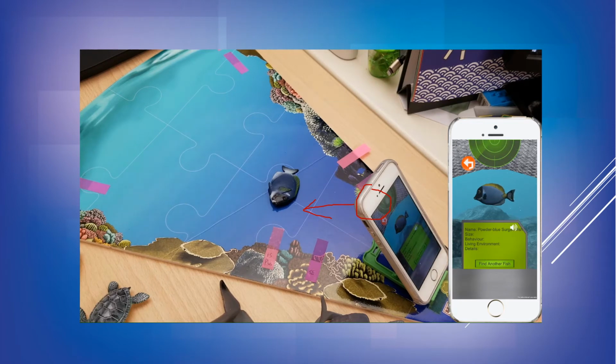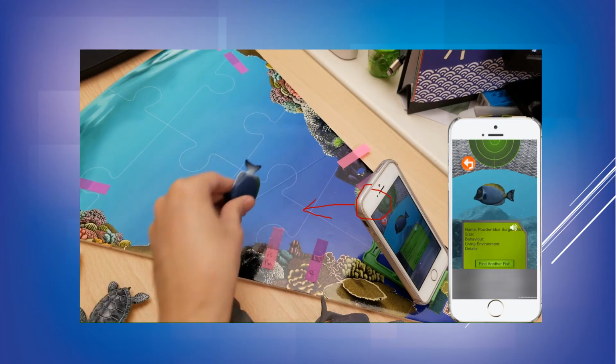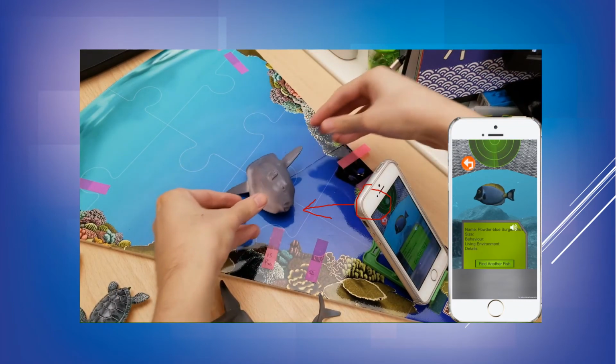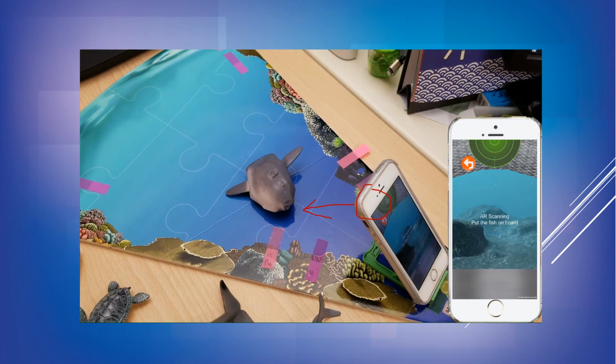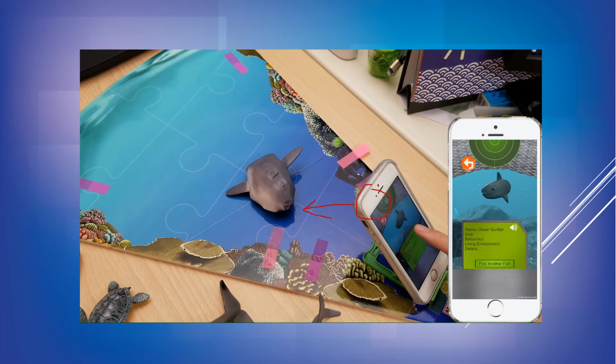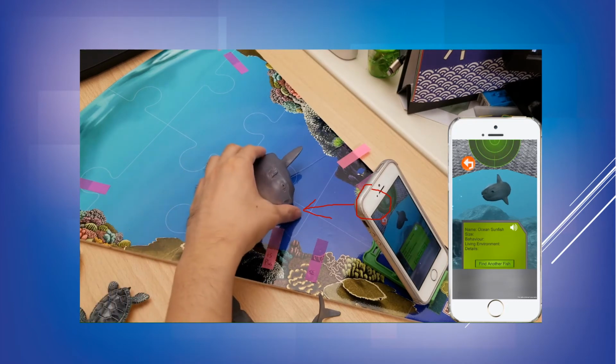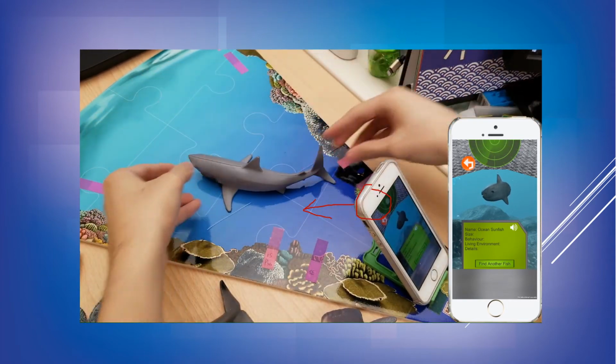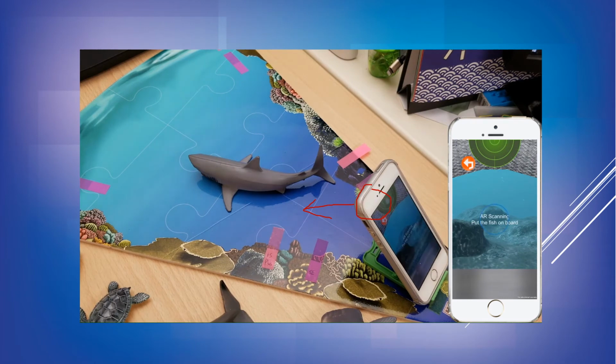Powder blue surgeonfish. Ocean sunfish. White shark.